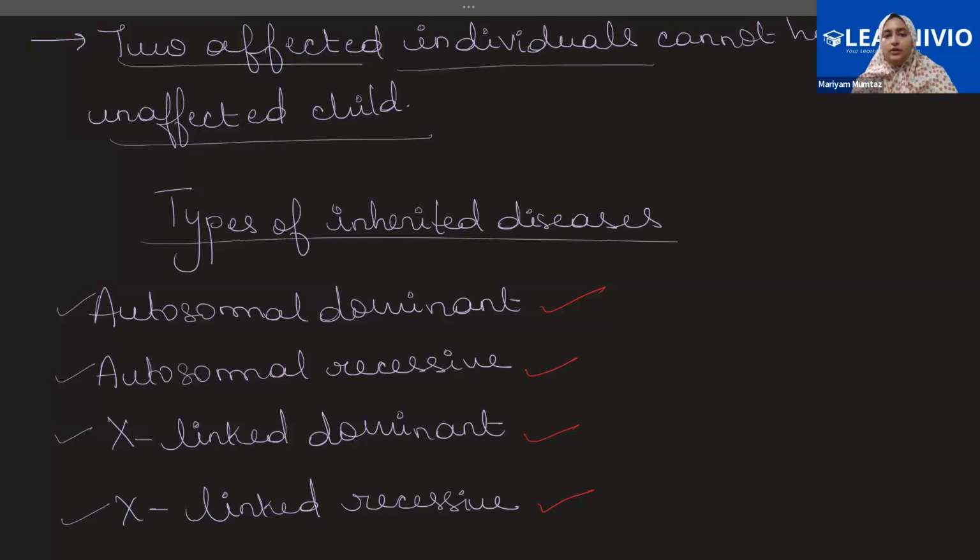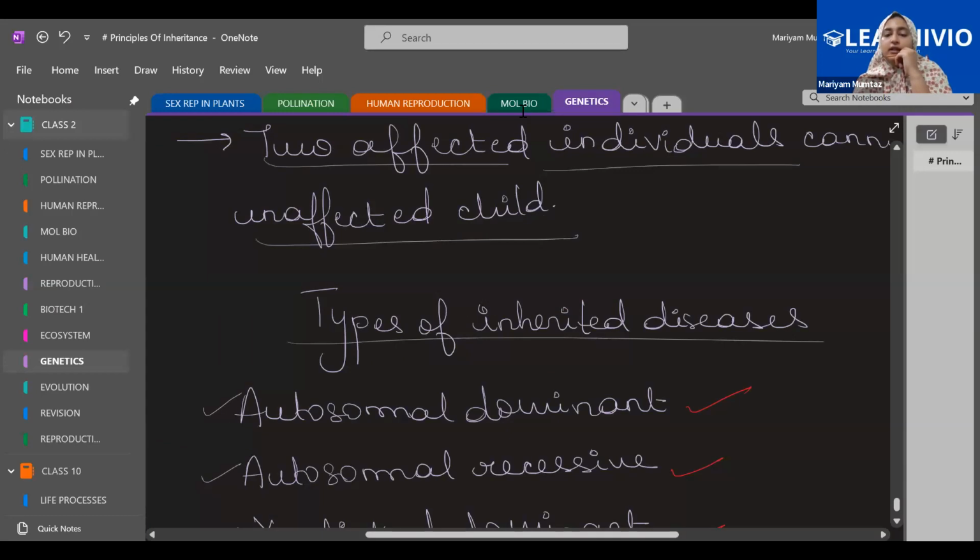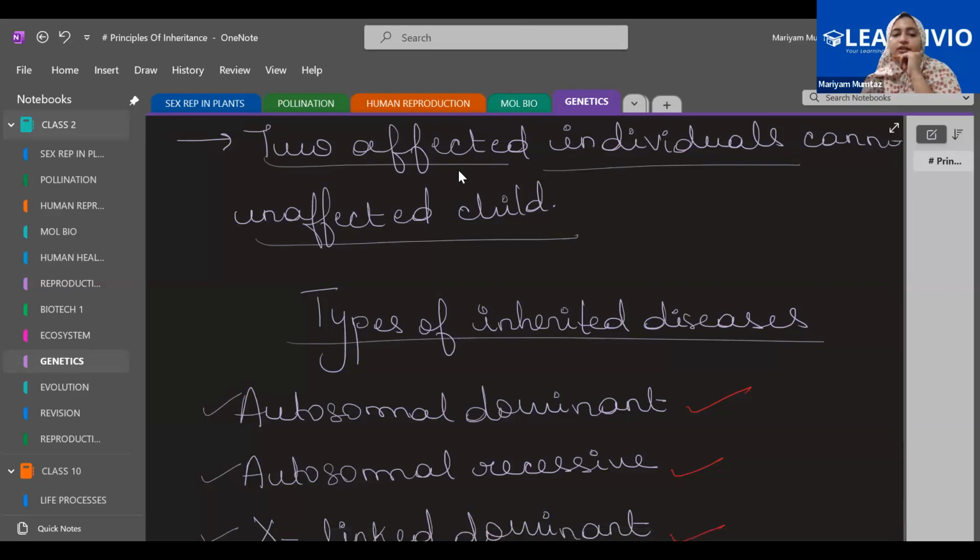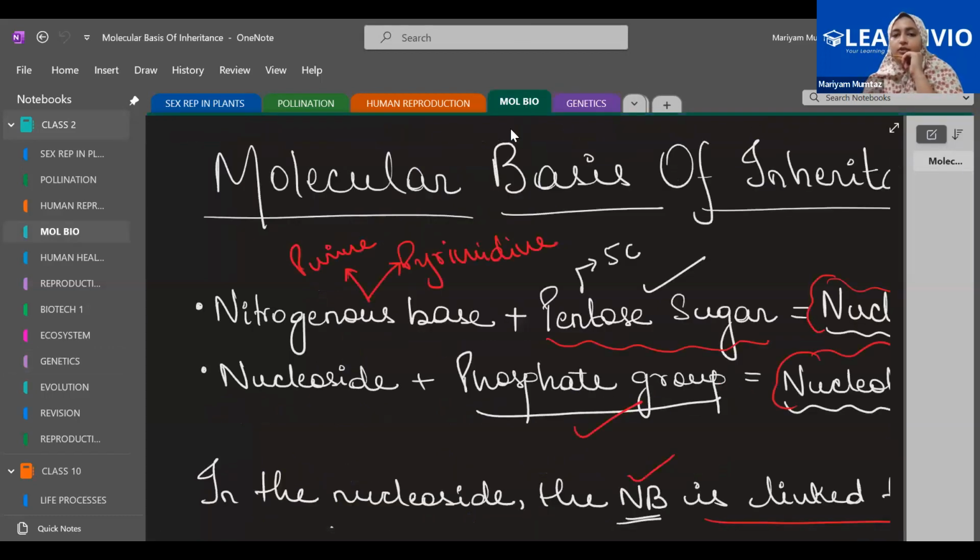All right. So now this chapter has been completed. We have actually completed the principle of inheritance and variations. And now we'll start a new chapter, molecular basis of inheritance, the molecular biology. Now, everyone switch on your videos. Come on quickly.